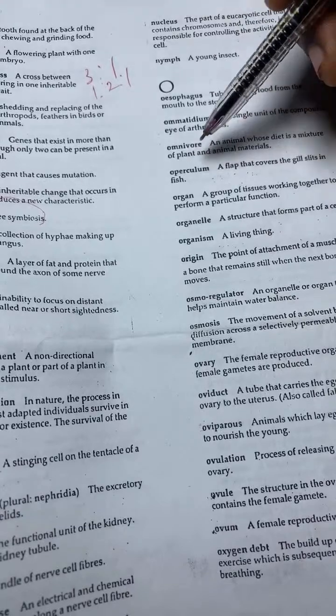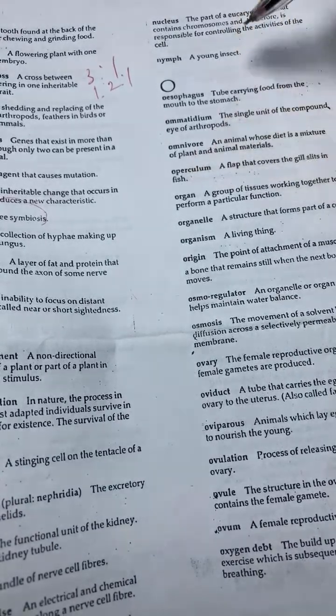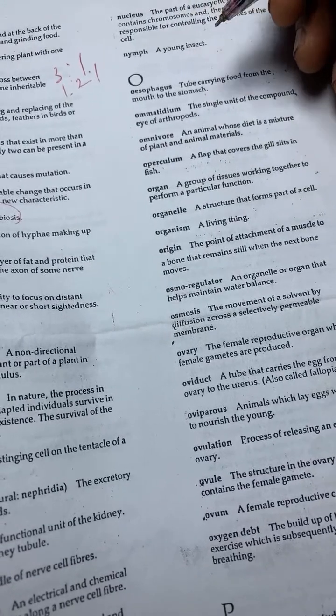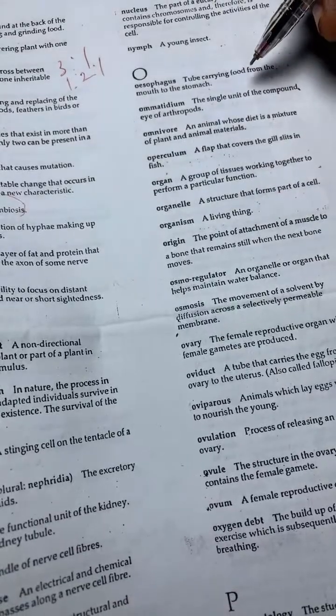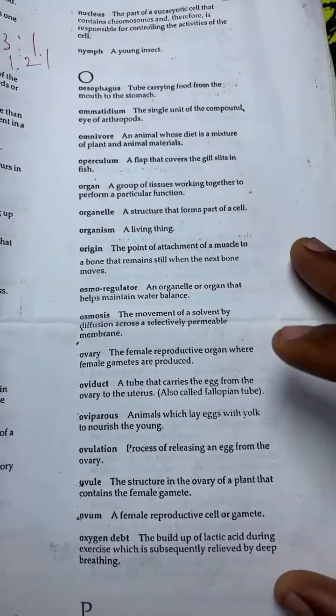We have operculum, a flap that covers the gill slit in a fish. A flap that covers the gill slit in what? In a fish. Organ is a group of tissue working together to perform a particular function. That is organ.